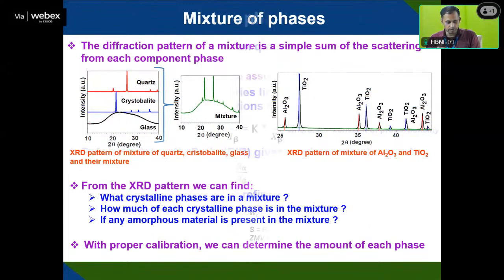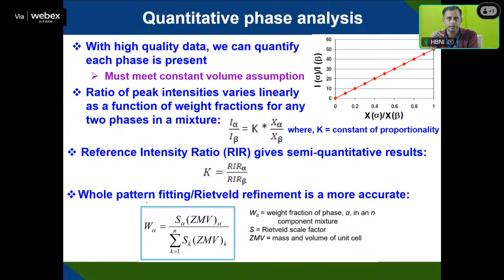By quantitative phase analysis, you can do this using extensive X-ray diffraction studies. You can use an alpha and beta mixture, where the fractions are known. If you plot the intensities I alpha and I beta, you get a linear curve. With high quality data, you can quantify each phase present, and it must assume constant volume absorption, so that it is a linear relationship. The ratio of the peak intensities, I alpha by I beta, is equal to K into X alpha by X beta. So K is a proportionality constant. You can identify the alpha and beta components.